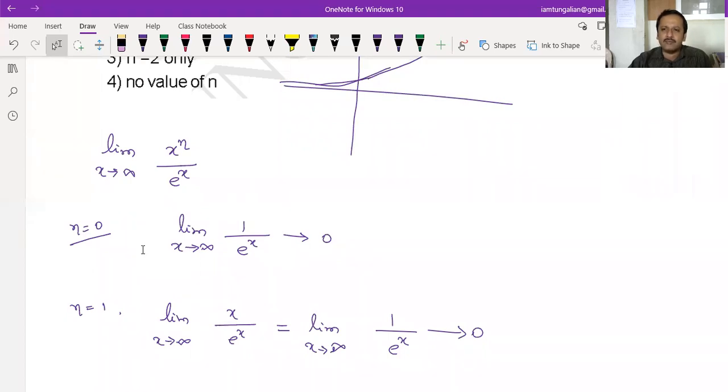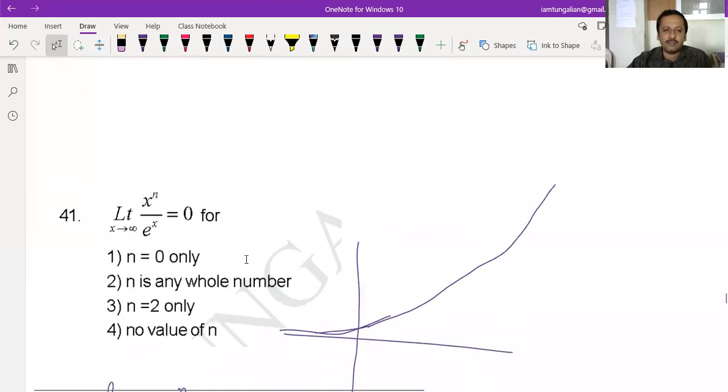And then 1 by infinity will tend to 0. That means what they have given, they have already given that it is equal to 0. The question is, for what value of n this is true? So we observe that when n is equal to 0, this is true.